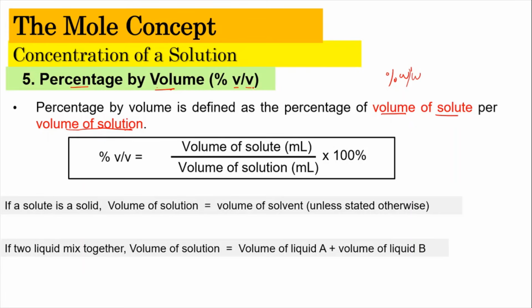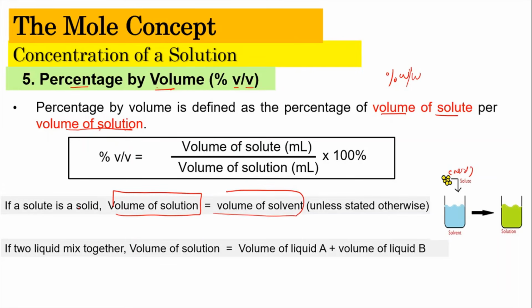But since we're talking about V over V, it's going to be volume of solute divided by volume of solution. So the formula here, you just change it with volume over volume times 100%. However, there are going to be two situations here, and the most common one is these two. If a solute is a solid, you can imagine it to be something like this. If our solute is a solid and it's dissolved in a solvent, you can say that the volume of the solution is equal to the volume of the solvent.